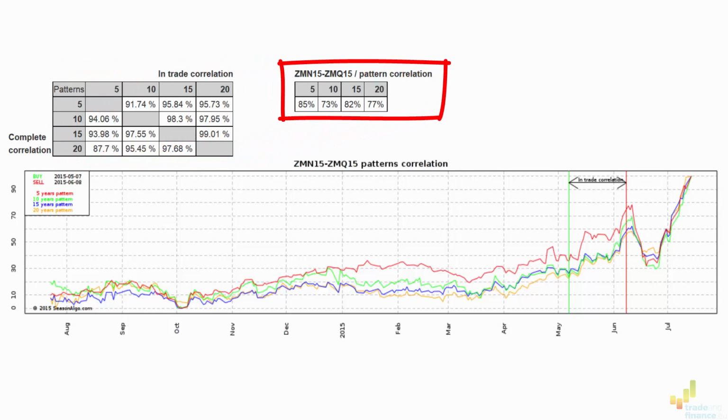And here we can see the correlation between the current year's spread and the historical patterns. This kind of situation significantly increases the probability that this correlation and seasonal trending will continue also between the 7th of May and the 8th of June of the current year.